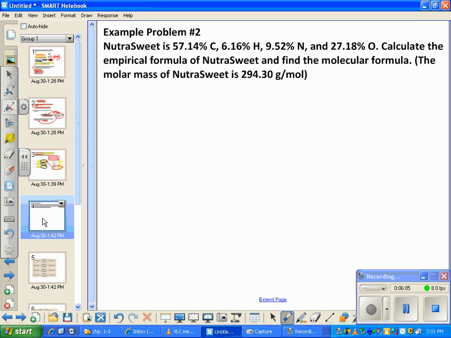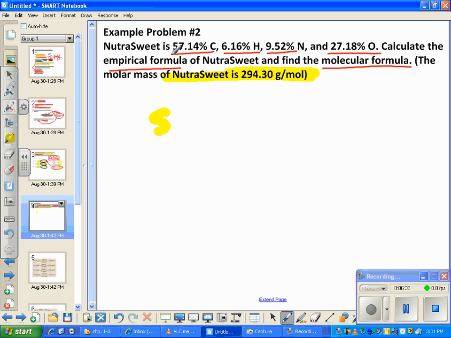Here's my problem. NutraSweet. They give me a percentage of carbon, percentage of hydrogen, percentage of nitrogen, percentage of oxygen. Calculate the empirical formula first. Then you have to find the molecular formula second. And notice, alert, they gave me the actual molar mass. The actual molar mass is 294.30.